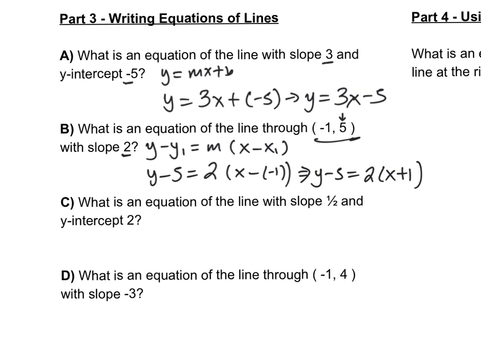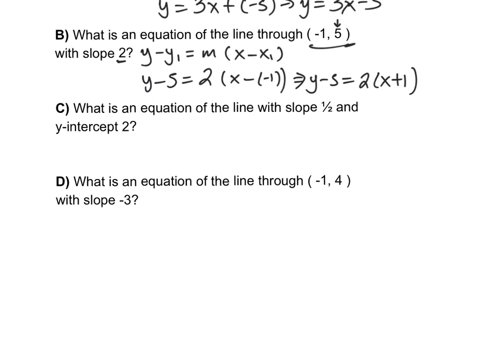All right. And then part C, it says, what is an equation of the line with the slope 1/2 and y-intercept of 2? Well, slope is 1/2, y-intercept's 2. So if you have a y-intercept, this is the slope-intercept form. So y is equal to mx plus b, m being the slope, which is 1/2. X is constant. B is positive 2. So y equals 1/2 x plus 2.